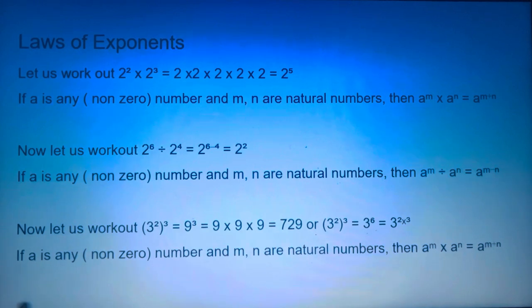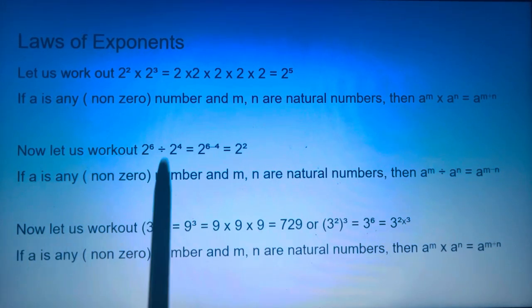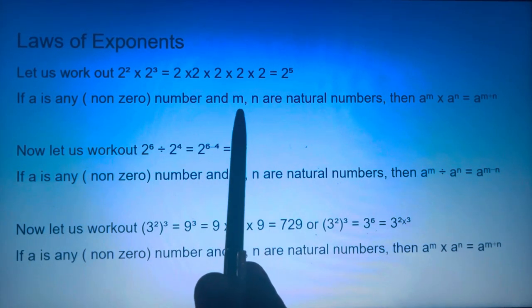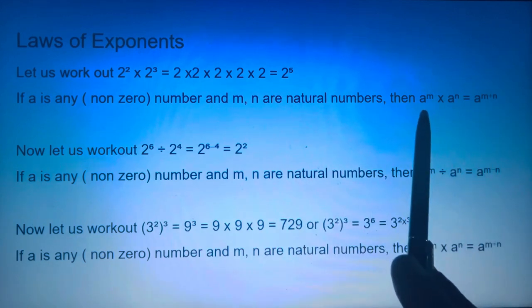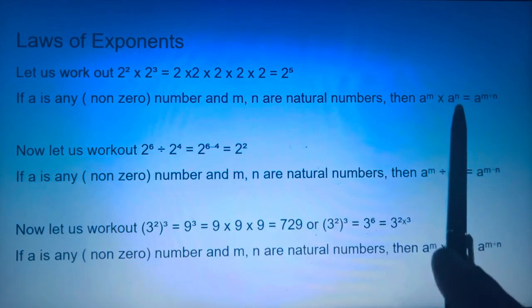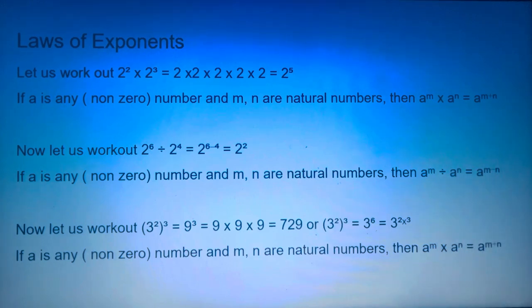See the powers. So if a is any non-zero number, that means the base is any non-zero number, and m and n are natural numbers, then the first law states that a to the power m times a to the power n equals a to the power m plus n.